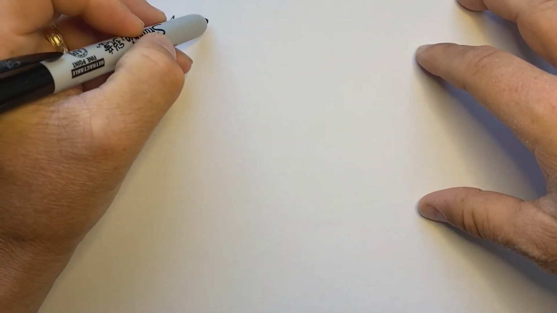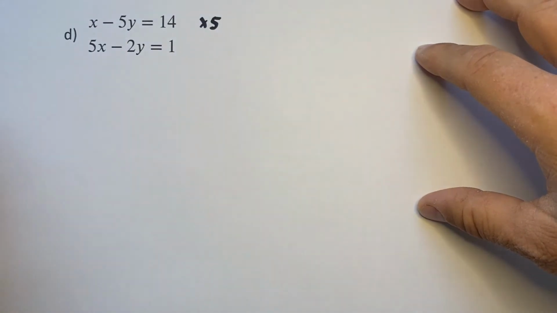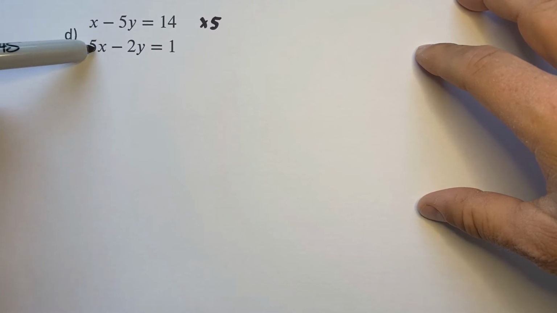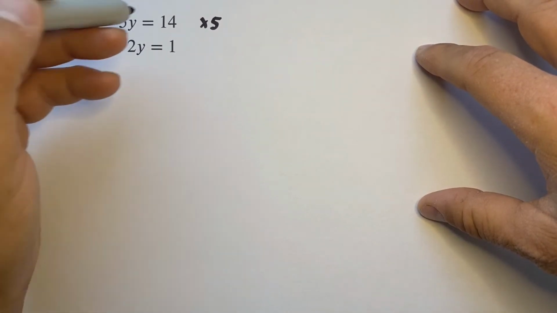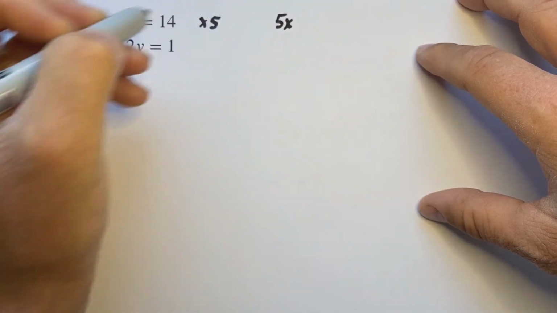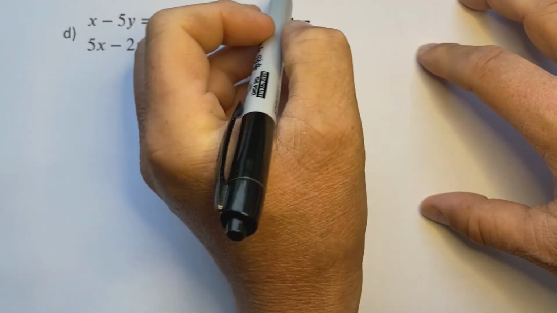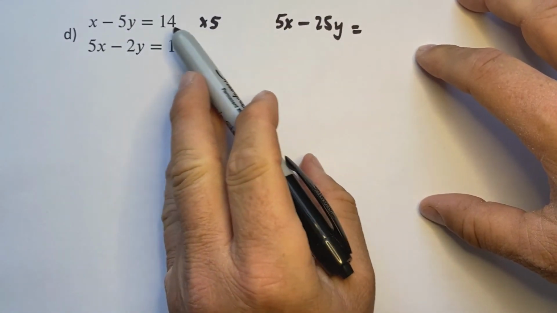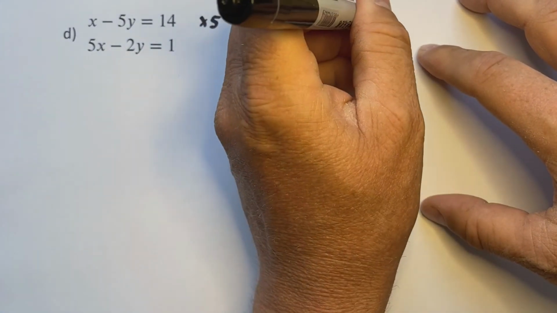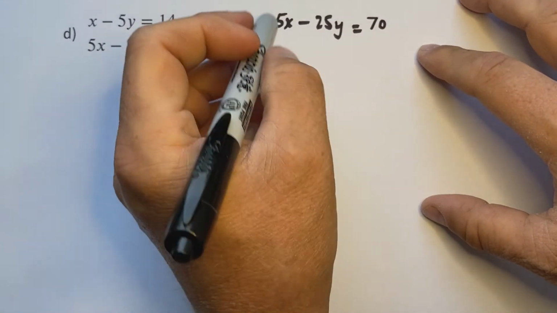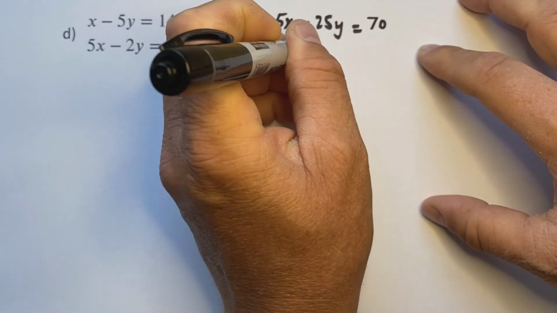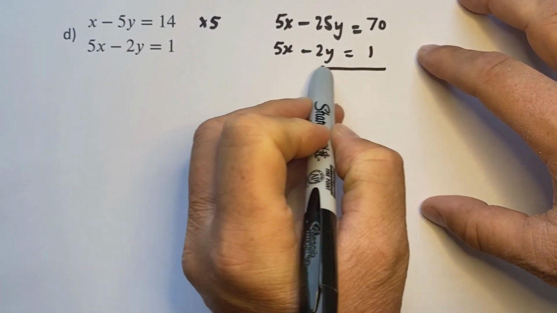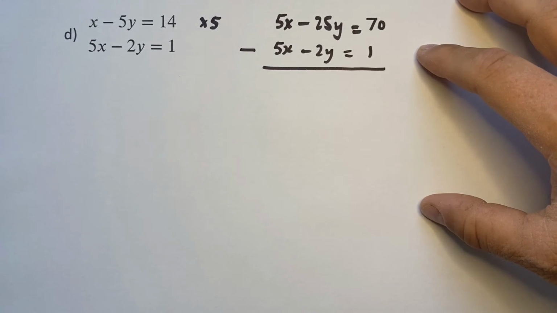So if I was to use the same process as in the previous examples, if I times that first equation by 5, I've made these letter x's the same. So 5 times x is 5x, minus 5 times 5, we've got 25y, and 5 times the 14 is 70. We haven't had to do anything with the second equation. And then in order to get rid of the 5x's, I need to subtract them.